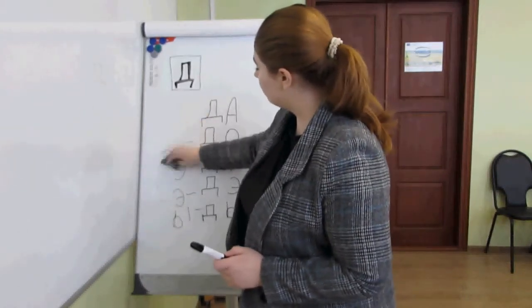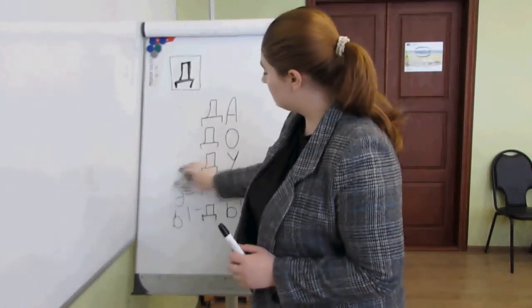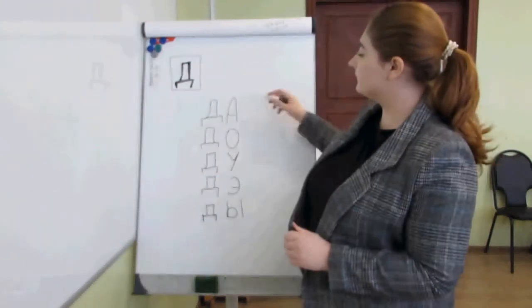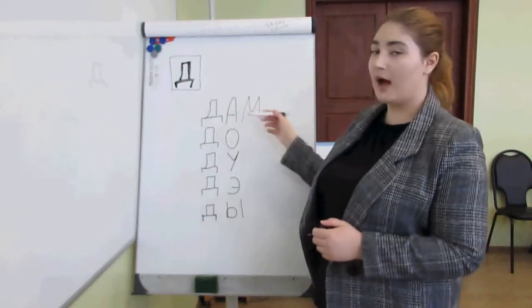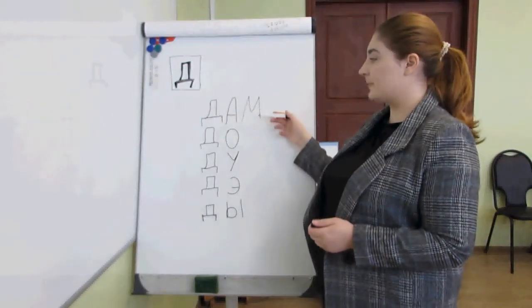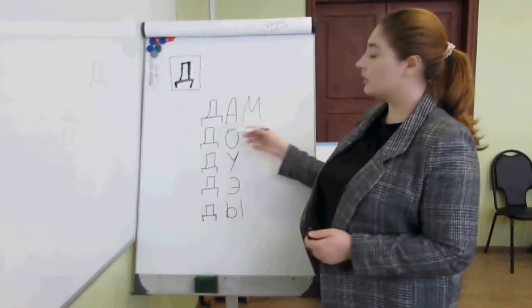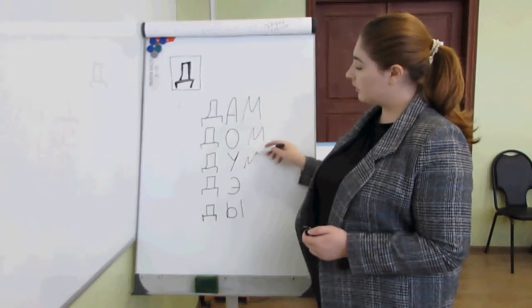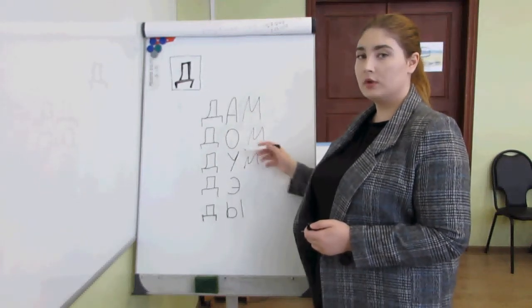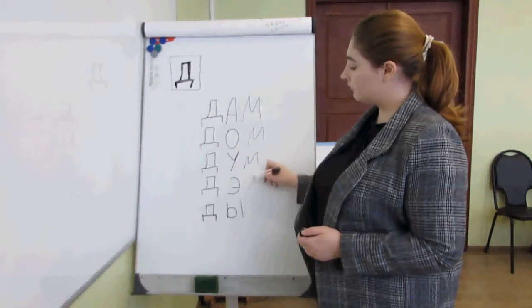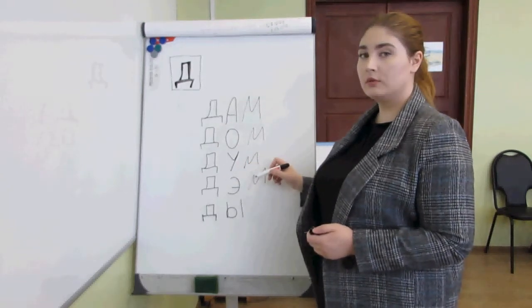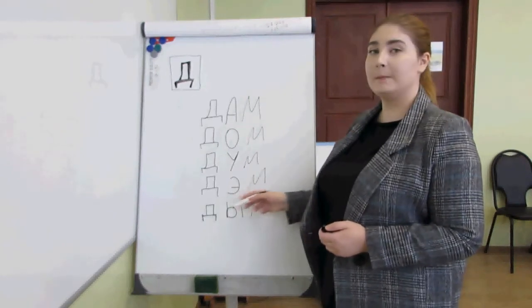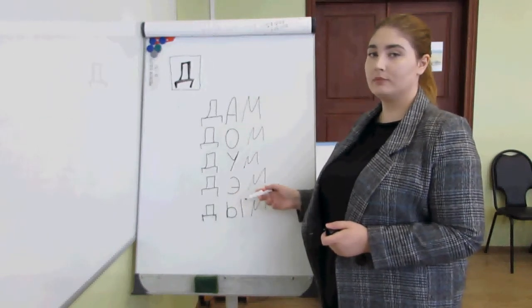Let's continue with adding consonant after syllables. Dam, dam. Dom, dom. Dum, dum. Dem, dem. Dim, dim.